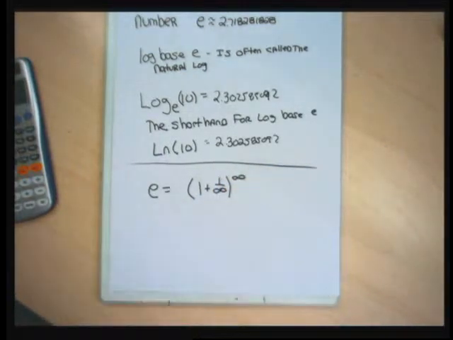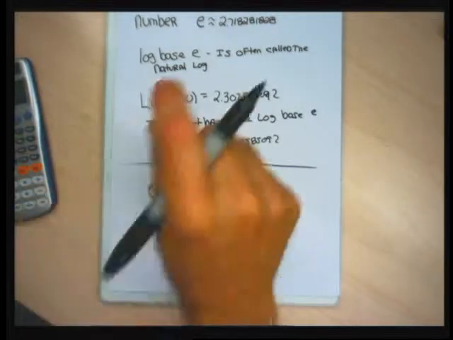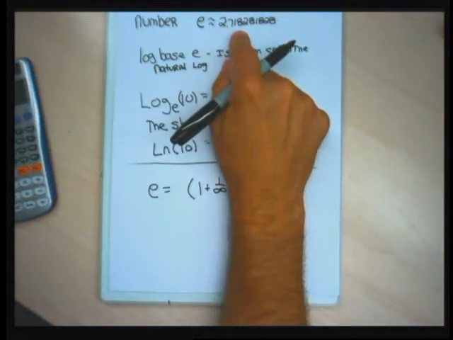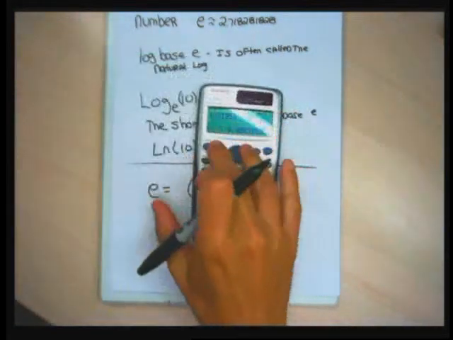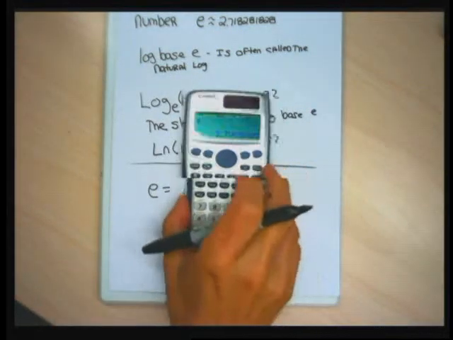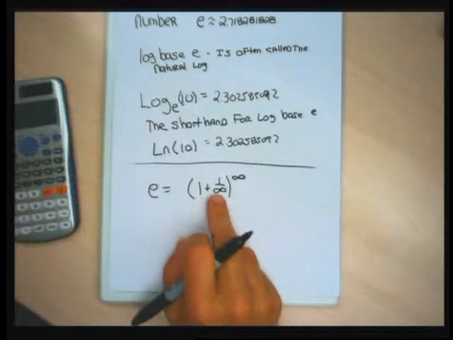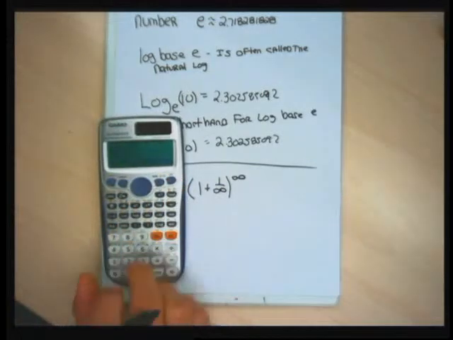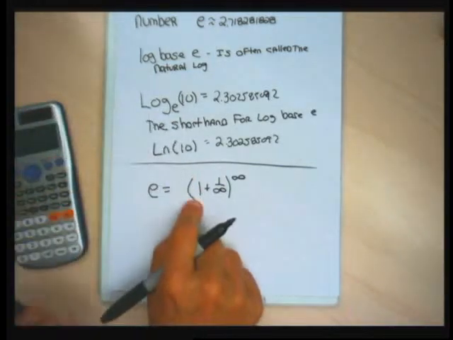But e is 1 plus 1 over infinity, to the infinity power. If you look at what my calculator said e was when I did alpha e, my calculator said e was that. I can't use infinity on my calculator, but I can get another approximation for e that's going to be close to that by changing this infinity to a big number.